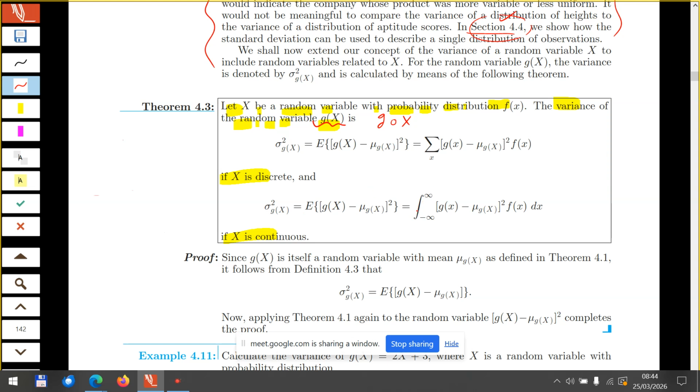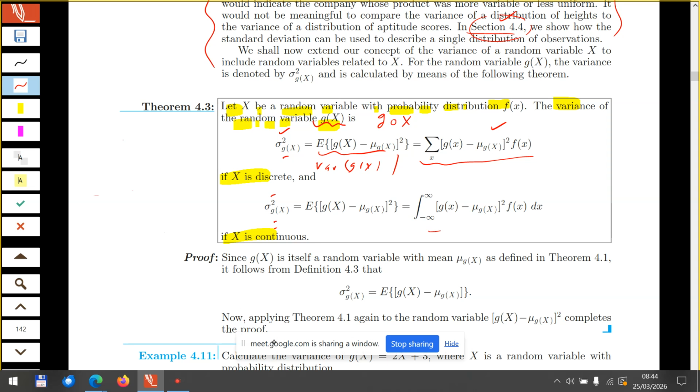So you see this sigma squared subscript g of x, and what he didn't write was the variance. You can also write variance of g of x. And this will be the definition in case of discrete. This will be the definition in case of continuous. That is something we can do very easily.